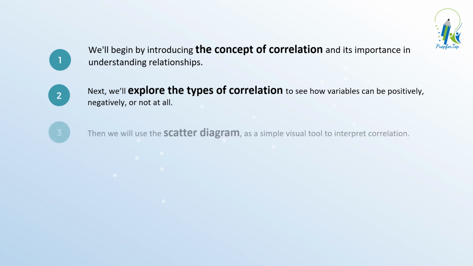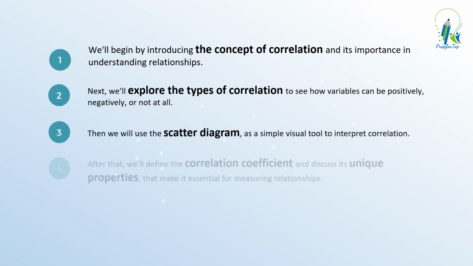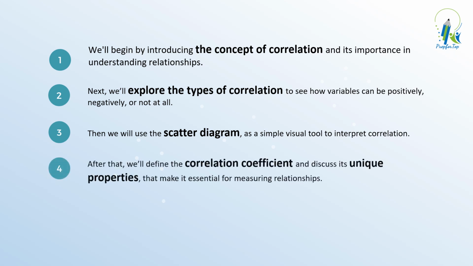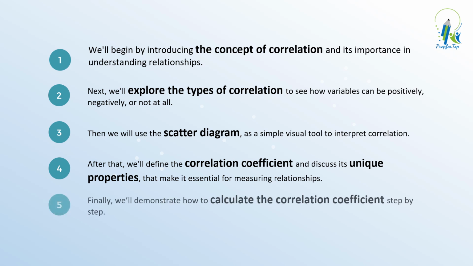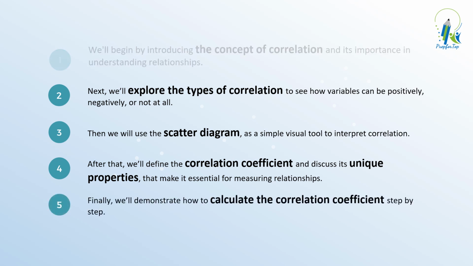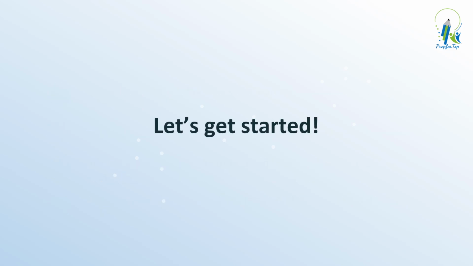Then, we'll use the scatter diagram as a simple visual tool to interpret correlation. Afterward, we'll define the correlation coefficient and discuss its unique properties that make it essential for measuring relationships. Finally, we'll demonstrate how to calculate the correlation coefficient step by step. Let's get started.